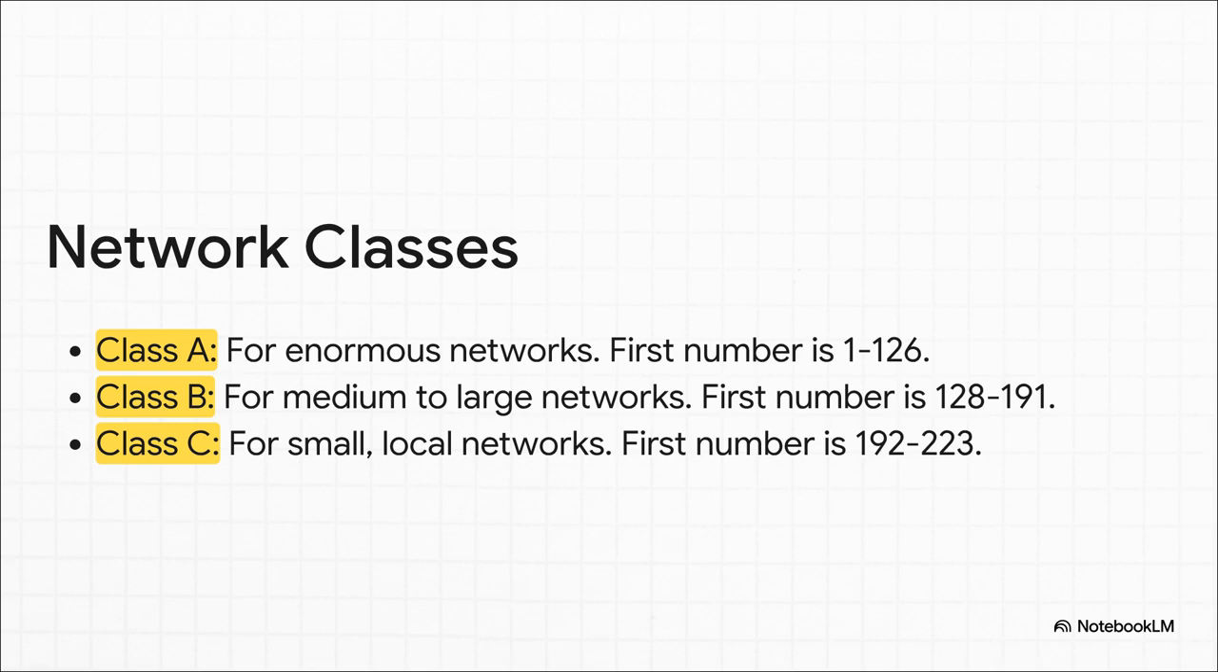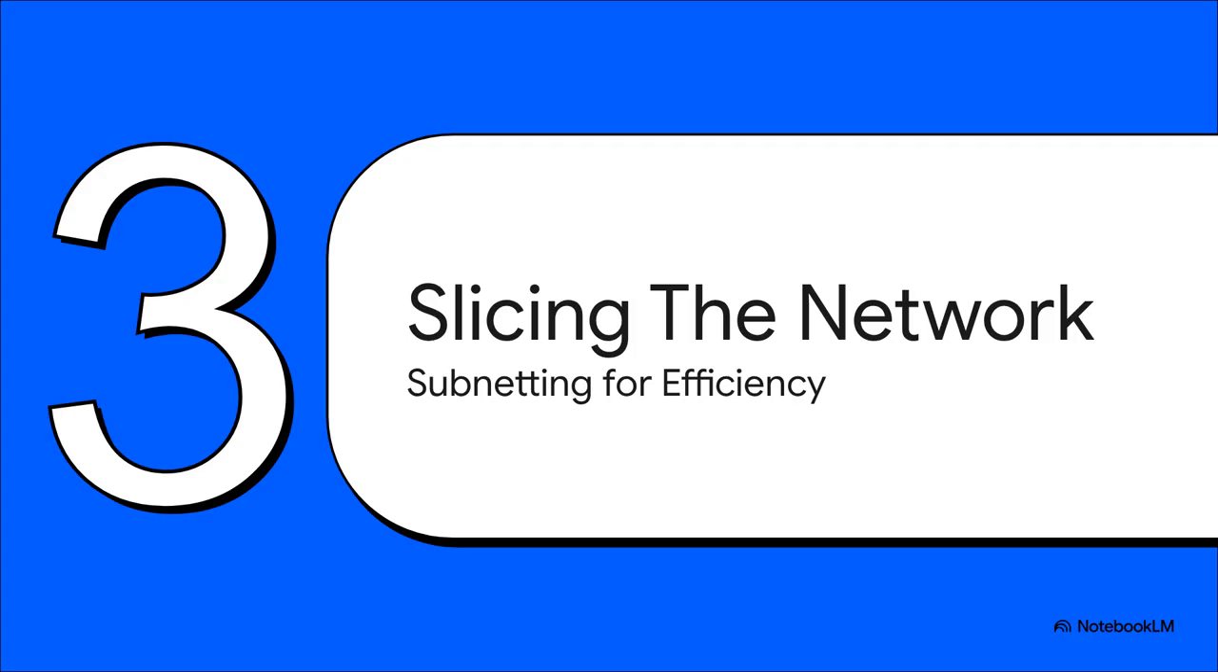Now, this exact system is pretty much history. We use much more flexible methods today, but it's still a really important concept to understand how the internet was first designed. So you've got a really big network, like a huge city, but what if you want to create smaller, more organized neighborhoods inside that city? Maybe one for the sales department, one for HR. Well, that's exactly what subnetting is for.